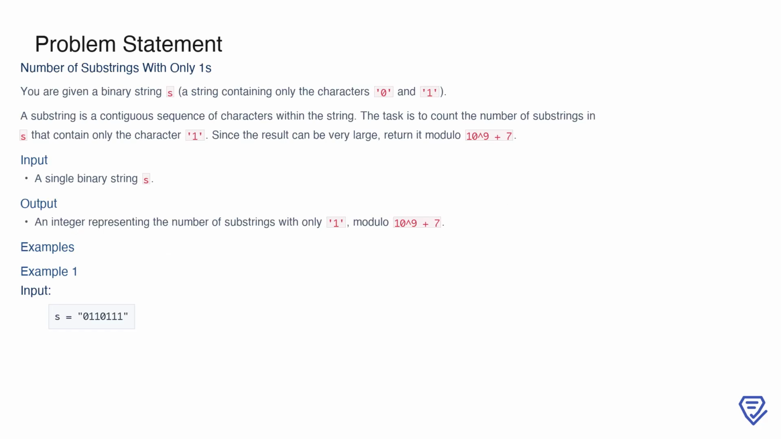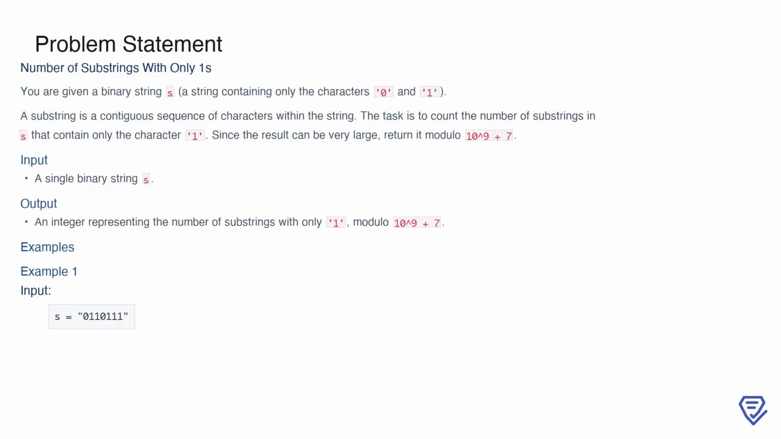The problem is called Number of Substrings with Only Ones, and the task begins with a binary string S, which contains only the characters 0 and 1. A substring is simply a contiguous portion of the string, and our goal is to count how many of these substrings contain only the character 1. However, since the total count can become very large, we are required to return the result modulo 10 to the power of 9 plus 7.